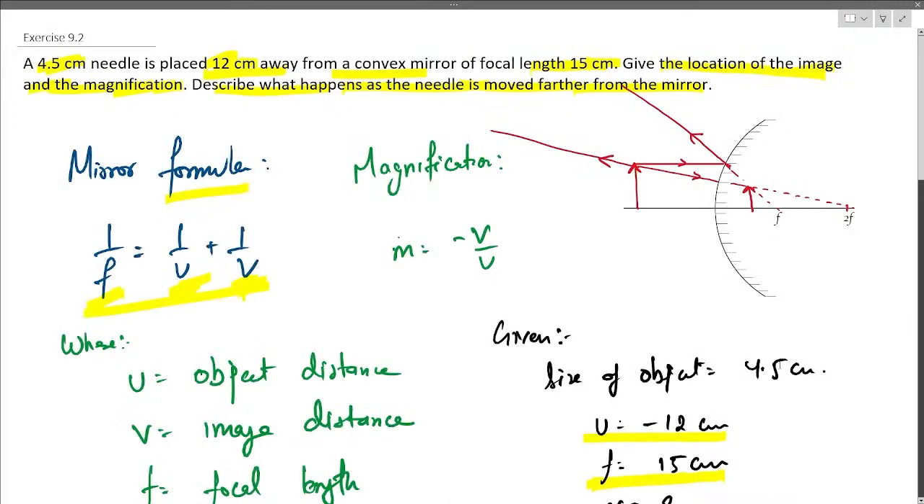Now let's revisit the ray diagram. Here we have taken two rays from the top of the needle. One goes along the center of curvature, so it will retrace its incident path, and the other is parallel to the principal axis, so it will reflect along the focus of the convex mirror. If we retrace it behind the mirror, we will get a virtual image. So the nature of the image is virtual.